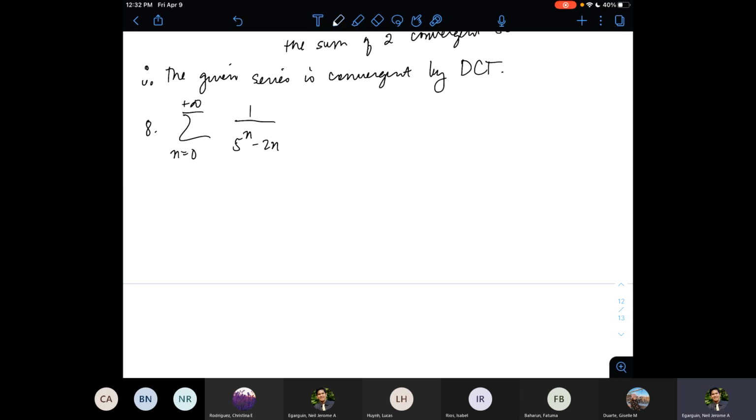What we can say is that I can do LCT with this. So use LCT with a testing series that has the same asymptotic behavior as the given series, right? So note that the numerator behaves exactly as 1. But how about the denominator? What do you think will happen in the denominator in the long run?